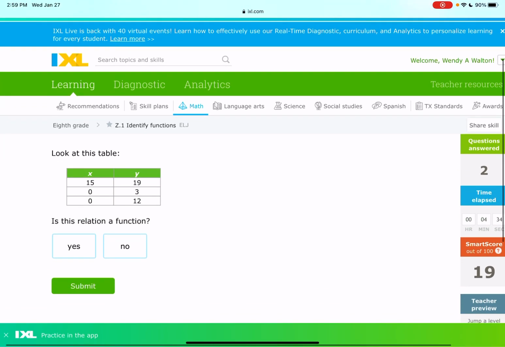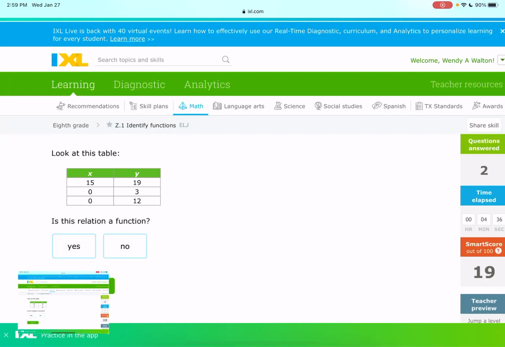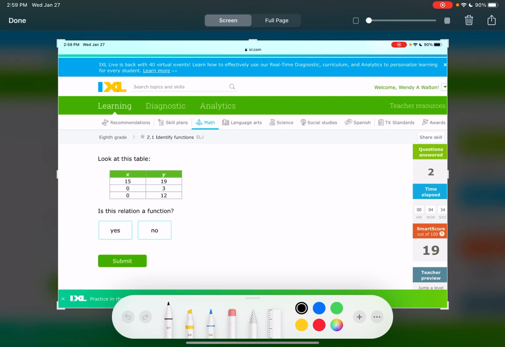All right, and let's look at this last one. It's a table. So we've seen a graph, we've seen coordinate pairs, and now we have a table. So again, each input, which is our x, has to only have one output, which is our y. So here we have a 15 and a 19. We're good. And then we see that there's a 0 and a 0. So these are the same input.